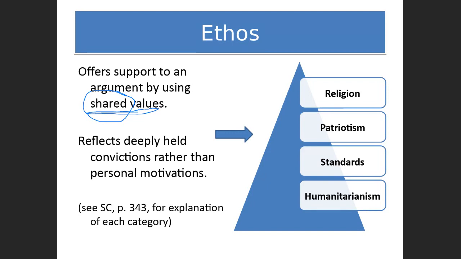Now, ethos reflects deeply held convictions rather than personal motivations. And there are 4 different types of ethos. Religion being one that we think about. If you tend to be on the same page with somebody religiously, it's easy to make arguments that they'll agree with. It's not so much true if you're not on the same page, and you have to find common ground if that's possible. The same thing with patriotism.